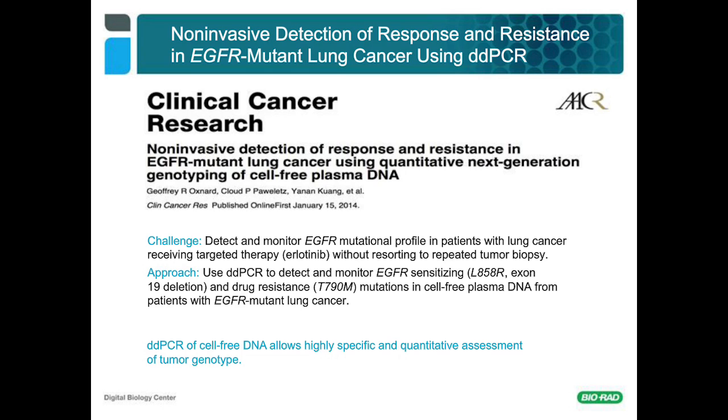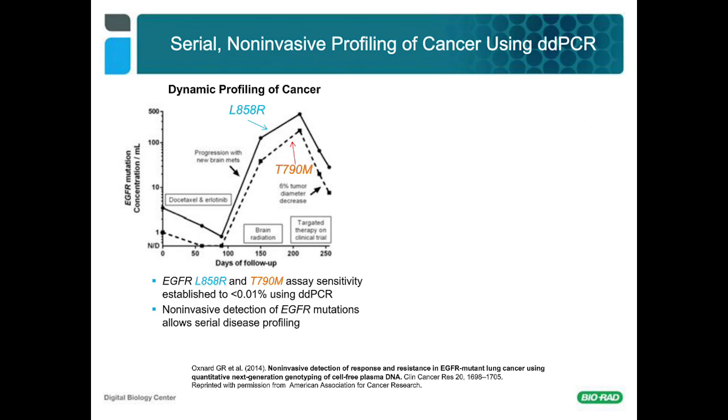Here I'll highlight the work on EGFR in lung cancer. First, they used the conventional assay validation approaches to establish the sensitive detection of EGFR L858R and T790M mutations down to less than 1 in 10,000 copies using digital PCR. They then applied these assays to plasma from lung cancer patients undergoing therapies. One example of this profiling is shown.